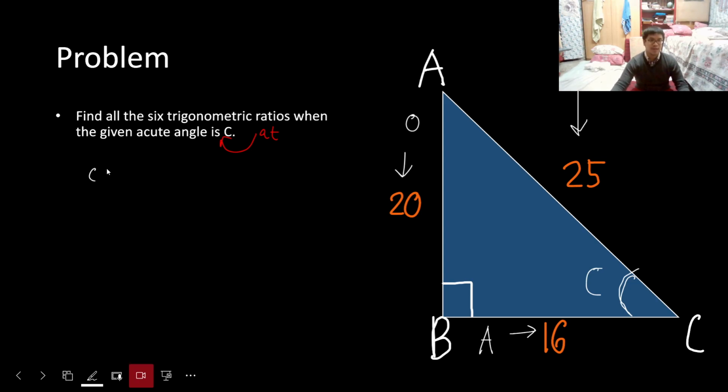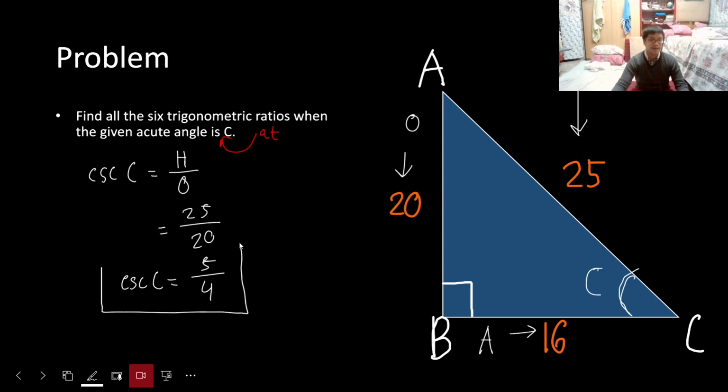Let's start first with the cosecant. Cosecant of C is equal to what ratio? It's hypotenuse all over opposite. Your hypotenuse here is 25, and your opposite is 20. Both 25 and 20 are divisible by 5, so we can simplify them. 25 divided by 5 is 5, and 20 divided by 5 is 4. It's already simplified, so we can leave this as our final answer.